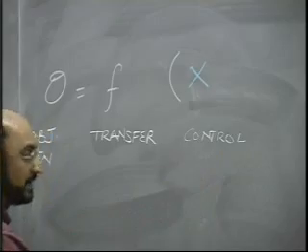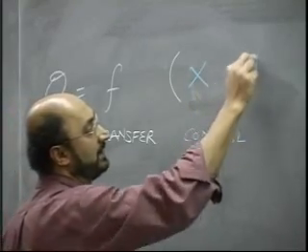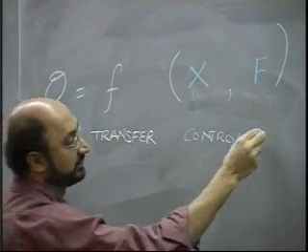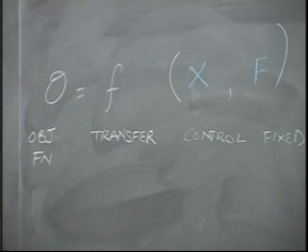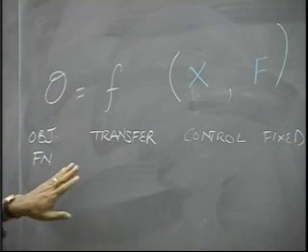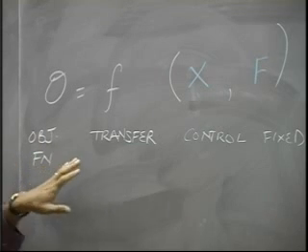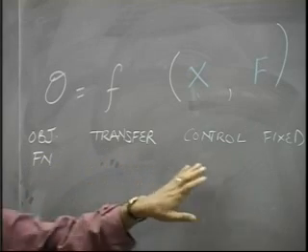And then you have some fixed parameters, and we'll just call that capital F, for fixed parameters, and that's some vector of fixed parameters as well. Okay, so we have an objective function, which is the objective that we want to optimize, which has some transfer function, and the control and fixed parameters.